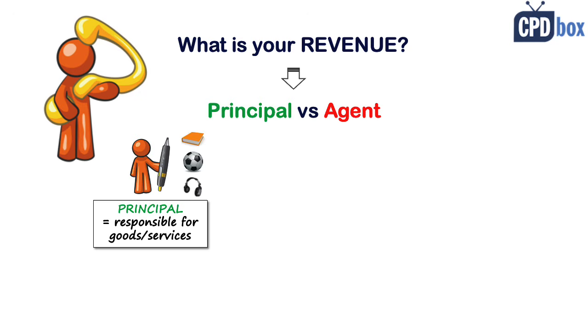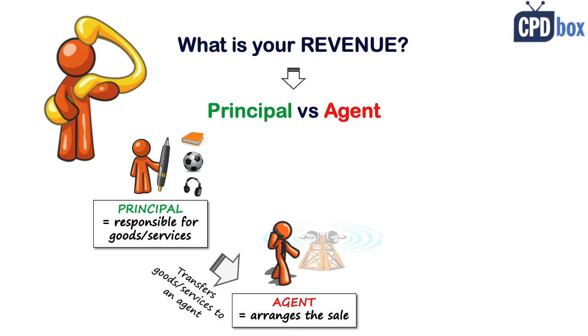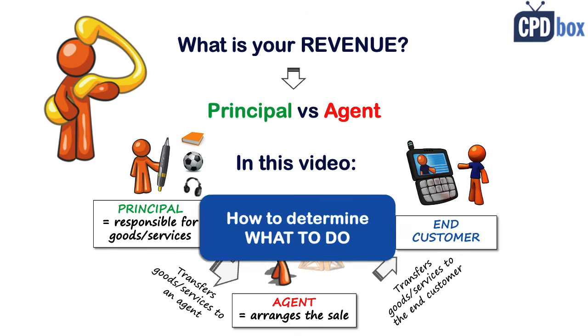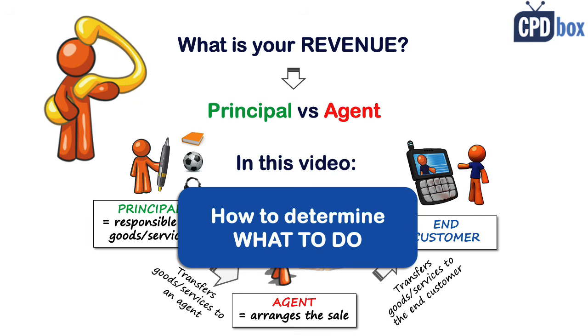So you can have a creator of some digital content like app, game, or music, and that could be the principal. He or she can transfer this content to the agent to sell it to the customers, like the creator wants to sell his app on some digital marketplace or app store. So app store would be the agent. And then an agent, app store, for example, transfers this content to the end customer, right? And that's just the illustration of one of many scenarios. And in this video, I'm going to show you how to determine what to do in a simple example.